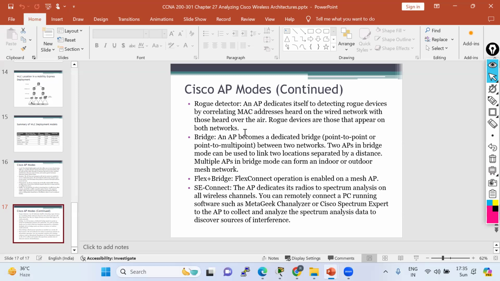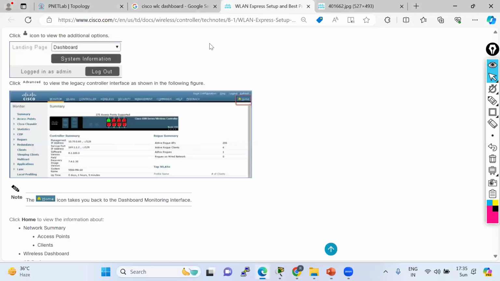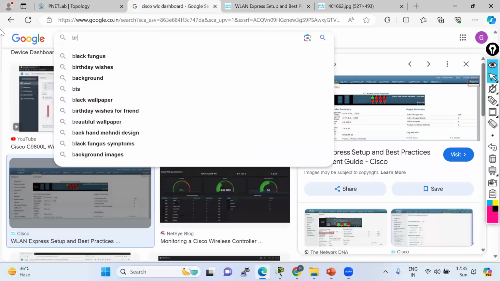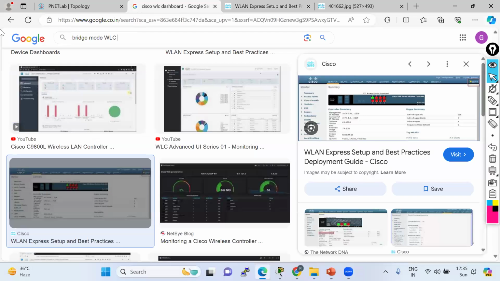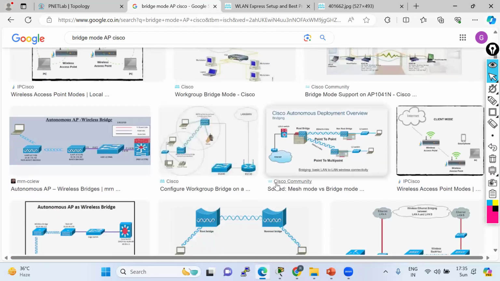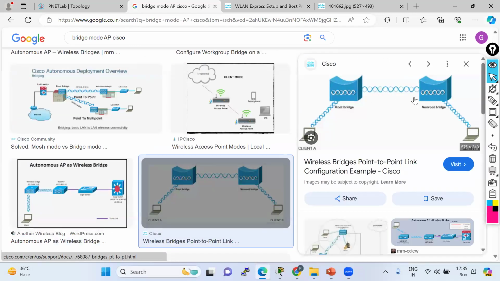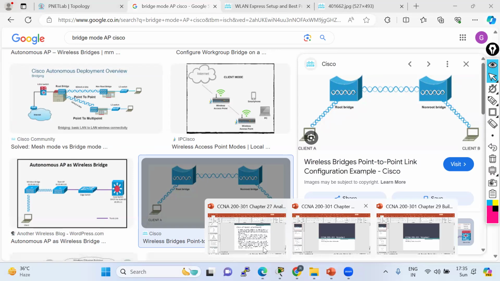Now we have the bridge mode. I explained bridge mode, like if you have point-to-point connectivity. Probably we have it somewhere in the diagram. Let me show you bridge mode. We have done the discussion. So we have two branches, you can see here. These are two branches. Basically, two buildings can be there, and you want to broadcast a signal over the air from one AP to another AP. So that is going to act as a bridge mode. That's why they're talking about the bridge mode here.